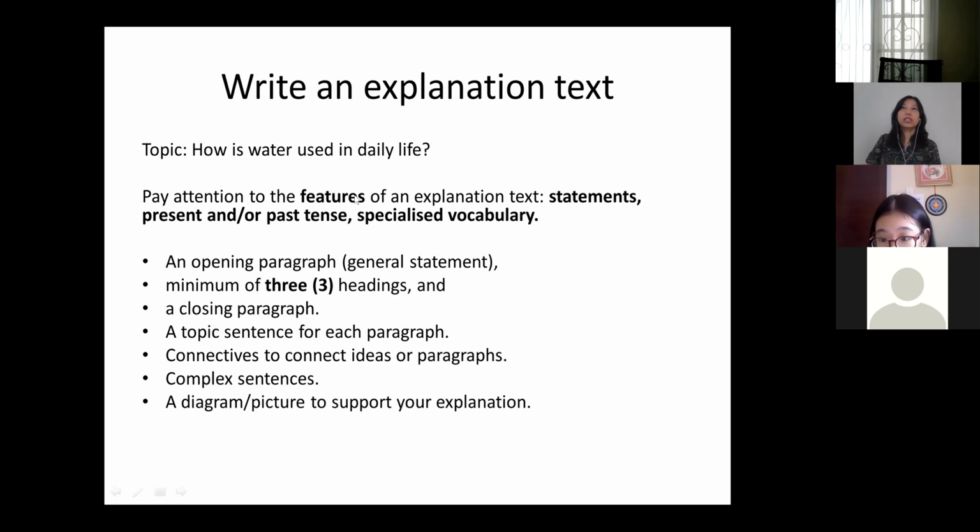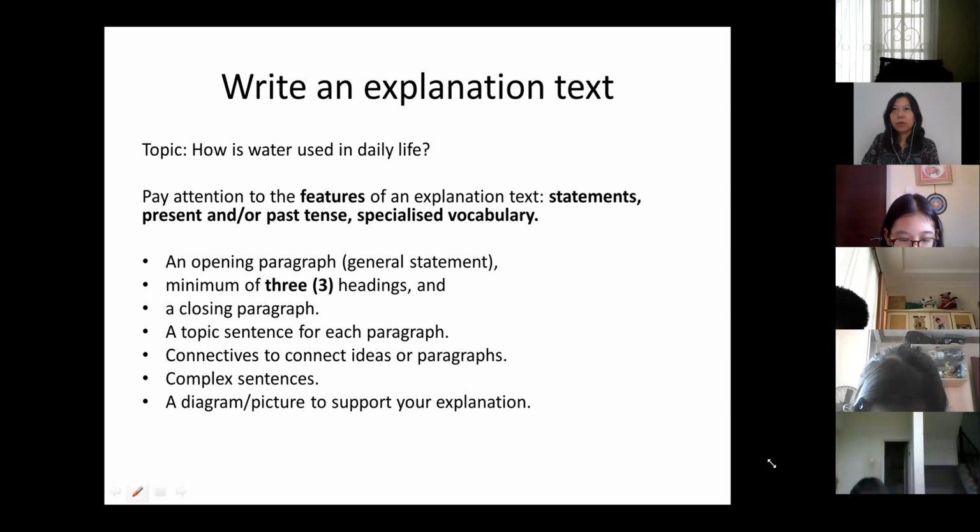Now you have to pay attention to the features of an explanation text. There are statements. Are you going to write them in present or past tense? And then you need specialized vocabulary. Don't forget that this is a requirement. You need to have an opening paragraph. You need to have a minimum of 3 headings. Okay, everybody look at the screen now.